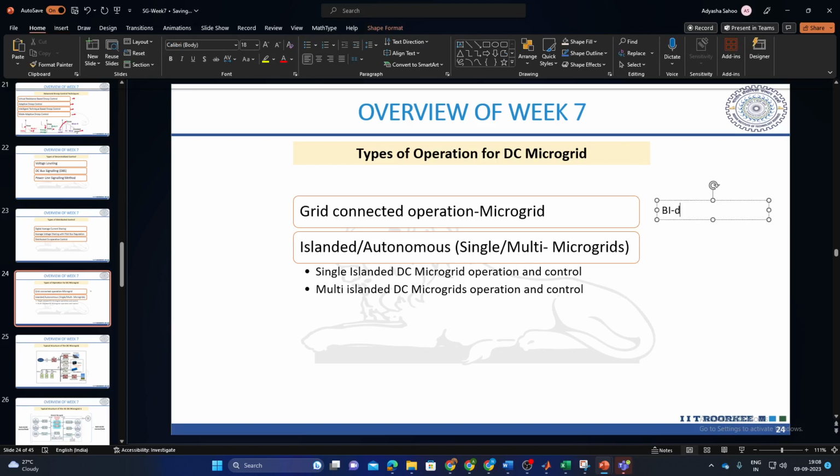Then we had two modes of operation for this DC microgrid: grid connected and islanded mode of operation. So in the grid connected mode of operation, basically what you will be having here is a bidirectional converter between my microgrid and the main grid.